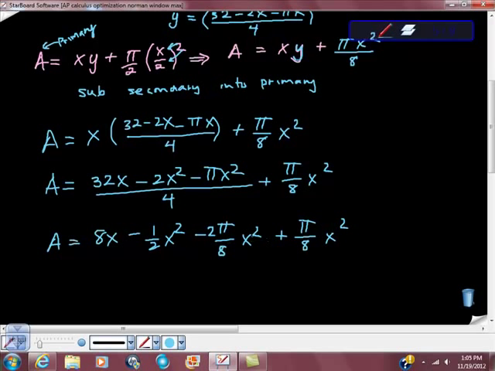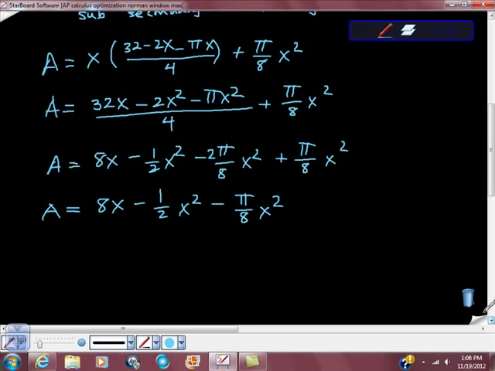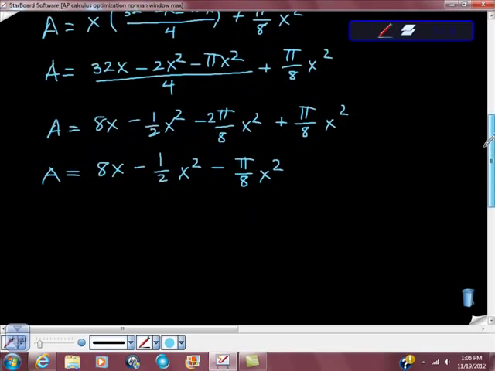If you can see why I'm doing that, it's because I'm going to combine these two like terms. Believe it or not, we're getting there. 8x minus 1/2 x squared minus, because we have minus 2 pi 8ths here plus 1 pi 8th here, which is minus pi 8ths x squared. Wow, that was a lot, wasn't it? So from there, we're finally getting to where we want to be. Remember, we're trying to maximize the area and stay within our given perimeter.